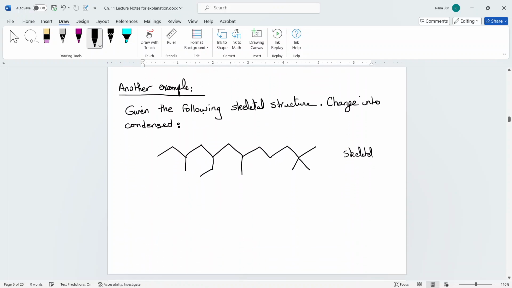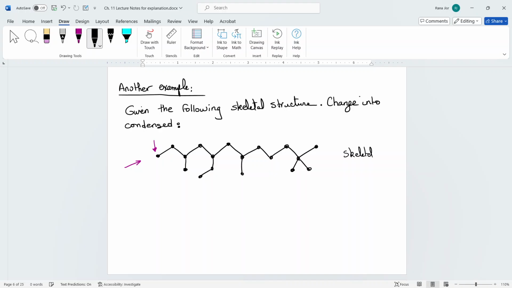Given the following skeletal formula, remember that you start with a carbon. Every dot is a carbon. Let's go ahead and highlight all of those. So these are all carbons, and I am asked to change it into a condensed formula. We're going to read the molecule always from the left, starting from this carbon over here.